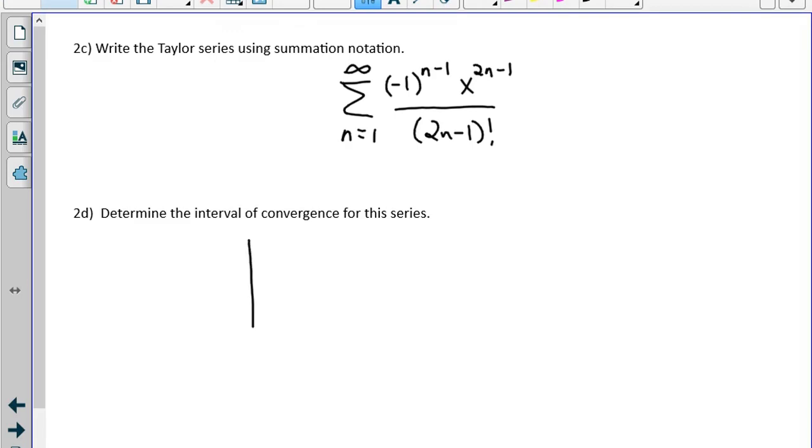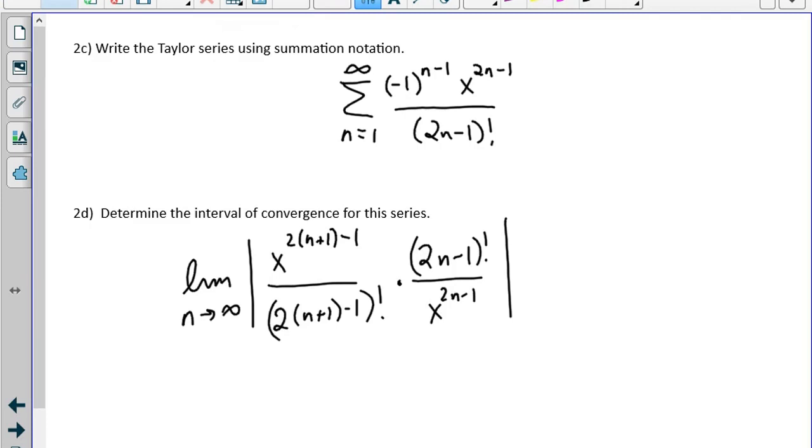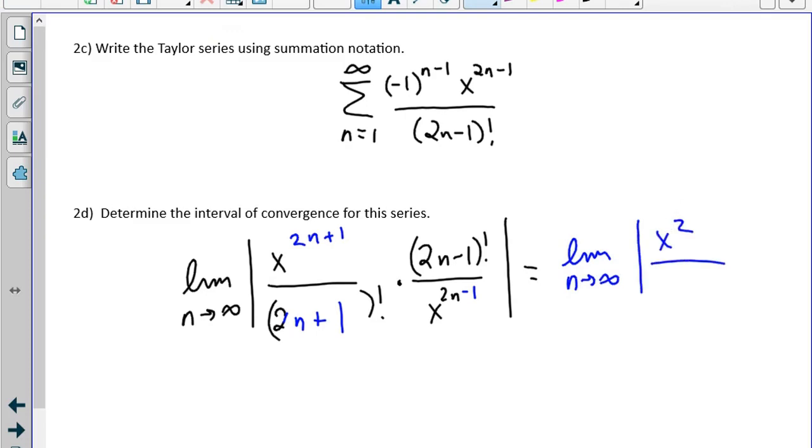Interval of convergence, I will once again use the ratio test. So the limit as n approaches infinity of, the negatives don't really matter because it's an absolute convergence test. So this ends up being x to the 2n plus 1 and x to the 2n minus 1 in the numerator and denominator. So that ends up being x squared in the numerator. And in the denominator, I get 2n plus 1 times 2n.